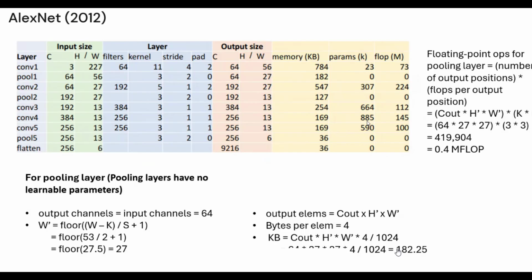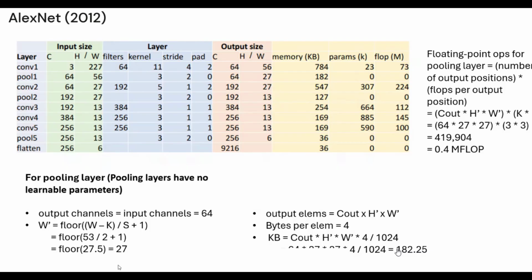So the output channels are the same as the input channels, which for the second layer, the pooling layer, remains as 64. With the same formula, we can calculate the resolution of the output image after the pooling layer, which by this formula is 27. And for the flops, as I said, parameters is 0. You can check the table.